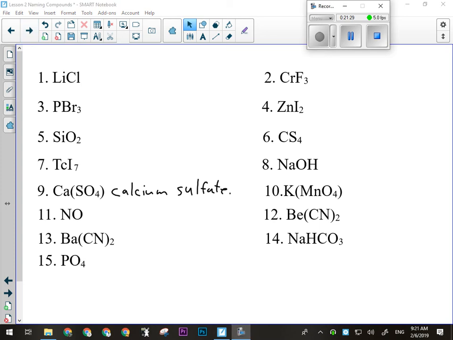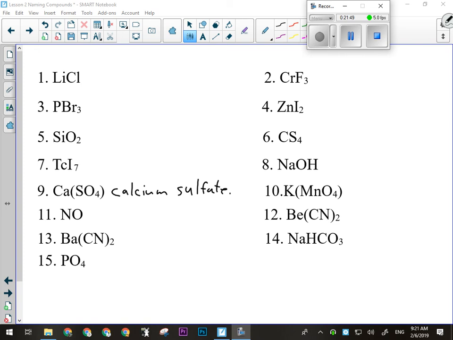Okay, so first step in naming any of these is first off to identify, is it ionic or molecular? How do I identify whether it's ionic or molecular? Right, I just look for a metal. If it has a metal in it, it's ionic. If it doesn't, it's molecular. So that tells me what rules I have to follow once I've done that.